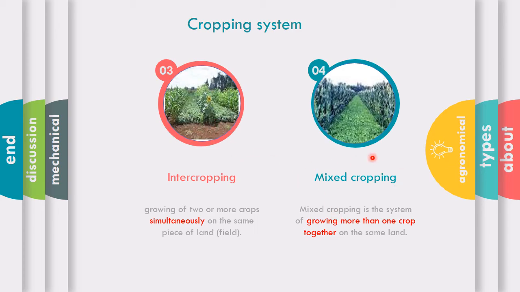Then when we say mixed cropping, it is growing more than one crop together on the same land. Here there won't be any systematic pattern like this. Just like a small farmer, when he wants to grow different crops for his household purpose and he has a piece of land, he will sow all the crops like vegetables, then some pulses, black gram, for his household purpose in his particular land. That is called mixed cropping. More than one crop will be grown in the field, and there won't be any systematic pattern.